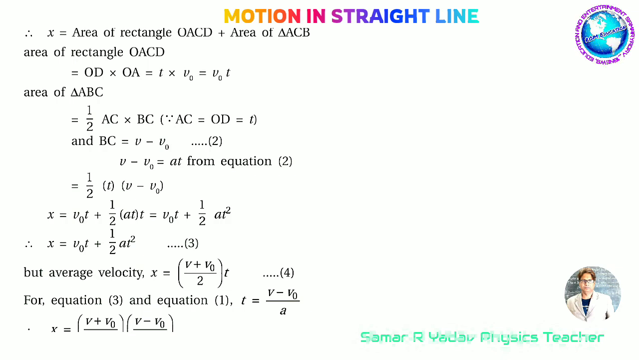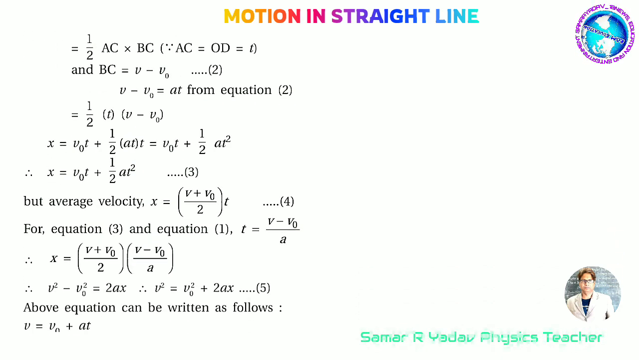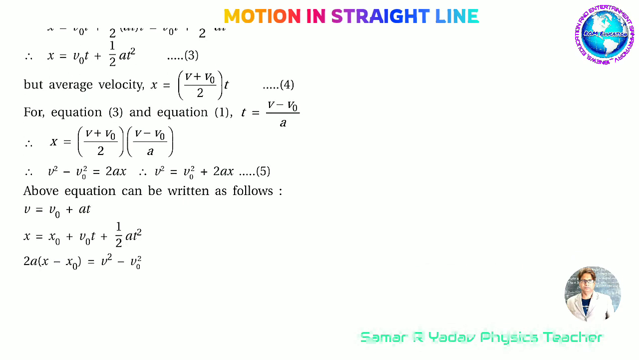But x is equal to average velocity, (v plus v0)/2, into t, equation 4. From equation 3 and equation 1, t is equal to (v minus v0) upon a. Therefore x is equal to ((v plus v0)/2) into ((v minus v0)/a). Therefore v square minus v0 square is equal to 2ax, equation 5.